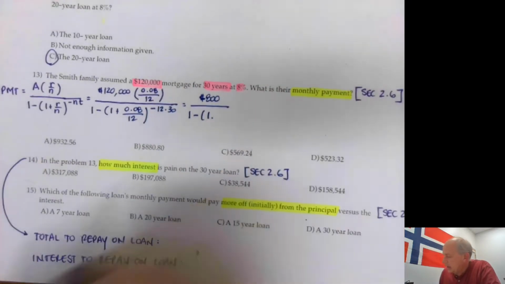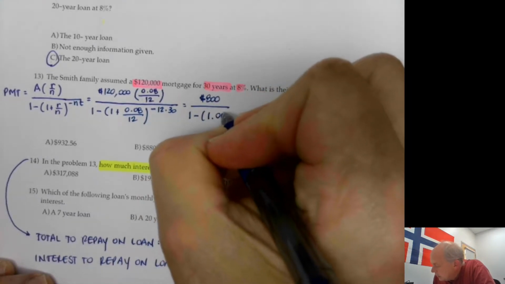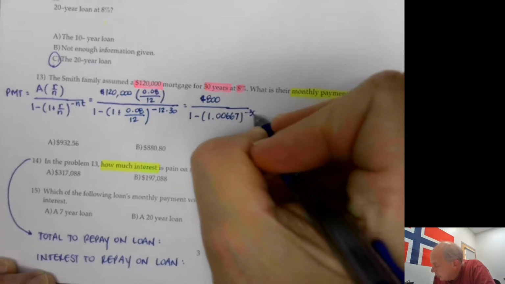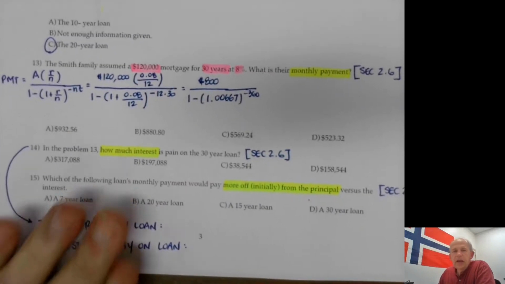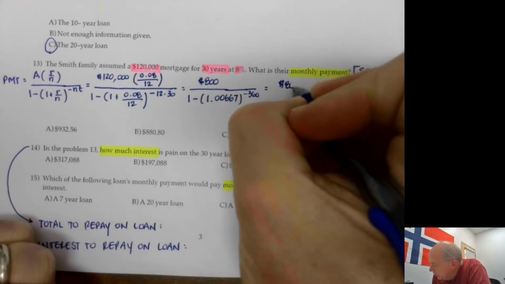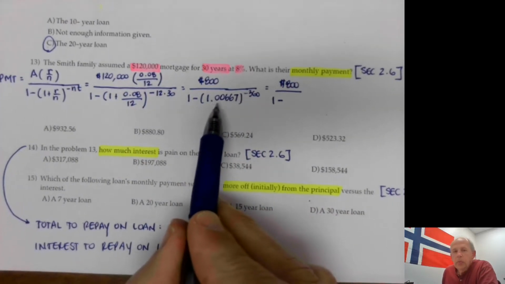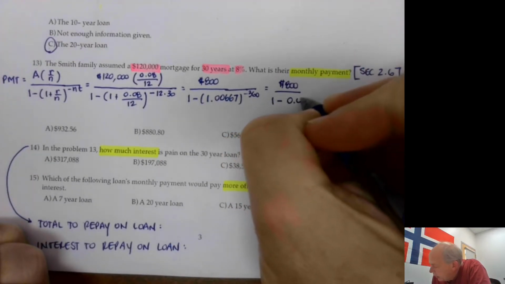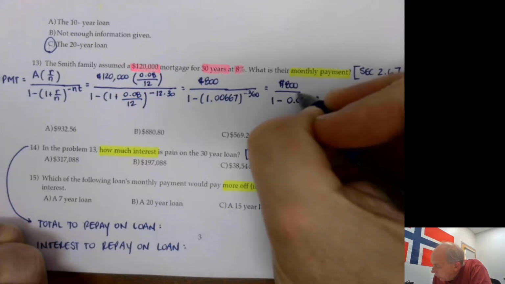Downstairs, let me attack that. 0.08 divided by 12 is 0.0667. And I'm going to raise that to the negative 360 power. Suddenly, everything is starting to look a lot nicer. Still some mess going on there. 800 divided by 1 minus 1.00667 raised to the negative 360th power is 0.09133.